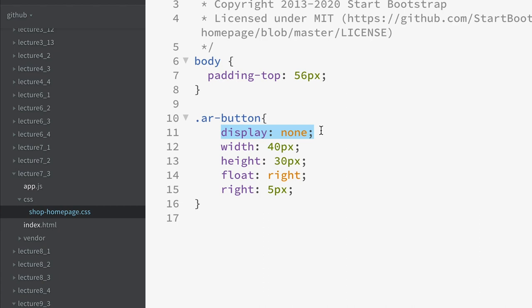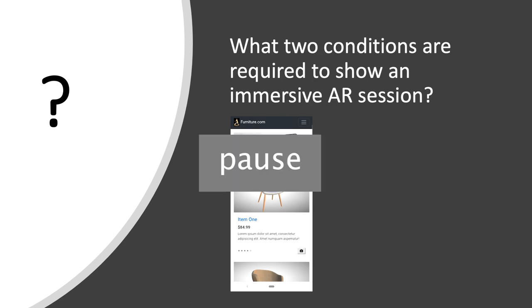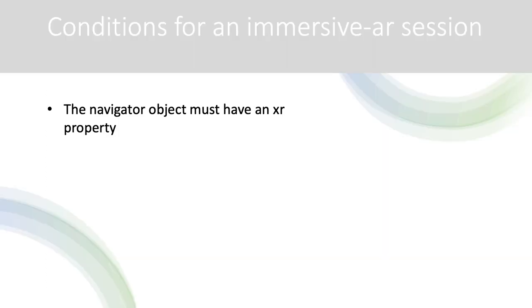The first thing we need to do is display the button on 2 conditions. What are those 2 conditions? Pause the video now and think about it. Yes, Navigator must have an XR property and it must support immersive AR.